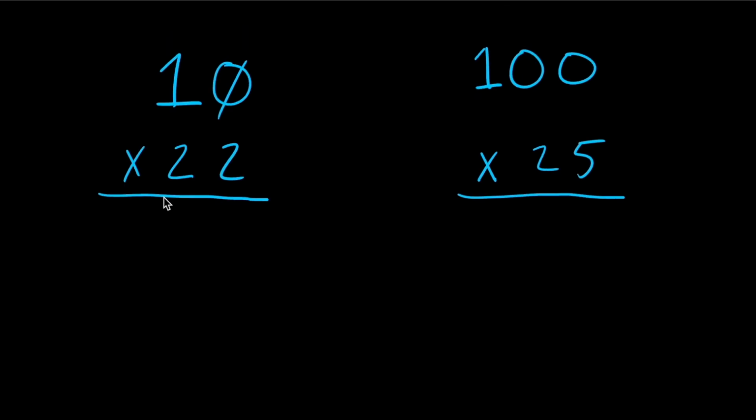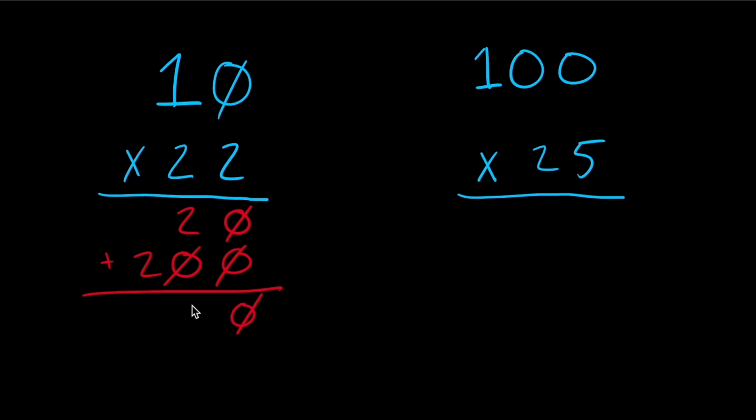Last two problems. 10 times 22. So 2 times 0 is 0. 2 times 1 is 2. Then we add that 0 to the second row. And then 2 times 0 is 0. 2 times 1 is 2. And then we add. And the answer is 220. And I'll write that 0 better.